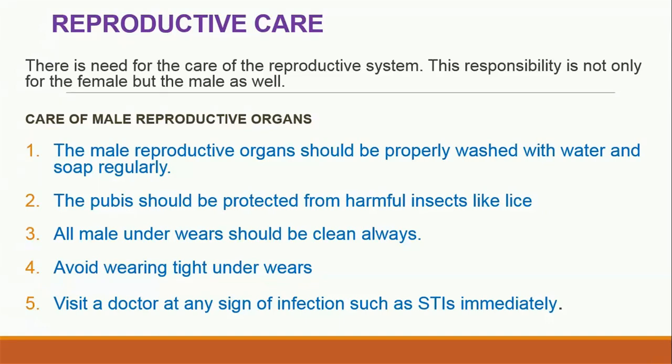Number two, the pubic area should be protected from harmful insects like lice. 3. All male underwear should be cleaned always to prevent infection. And 4. Avoid wearing tight underwears. Help the testes to breathe. Number 5. Visit a doctor at any sign of infection, such as STIs, immediately.